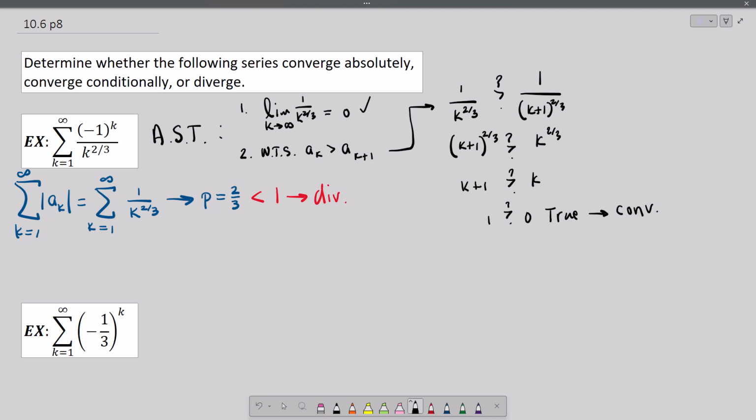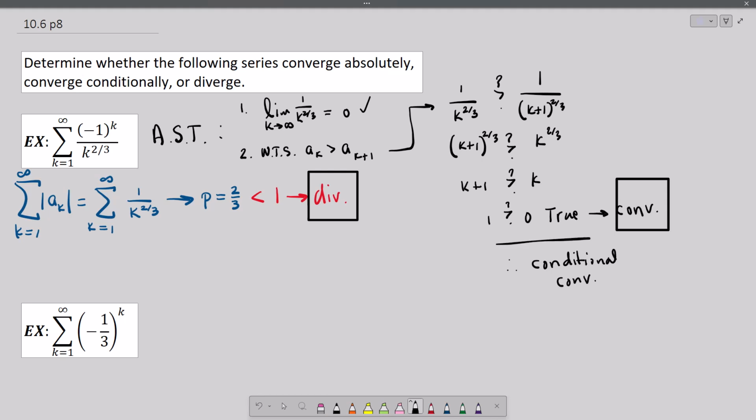So the series with the minuses converges, but if we take away the minuses, we have divergence. So now we can classify that convergence as what type of convergence? Conditional. So it's conditional convergence. You have to have the minuses to get convergence. If you take away the minuses and you still get convergence, it's absolute, it's really converging. But if you take away the minuses and you get divergence, that means you really need those minuses.